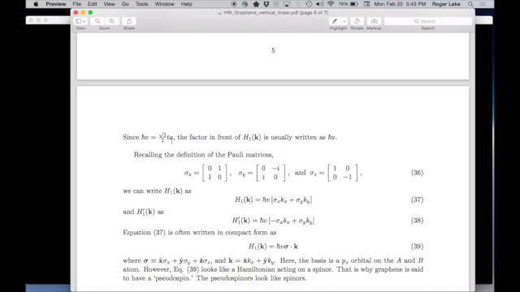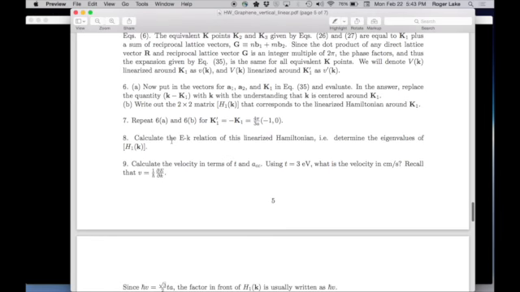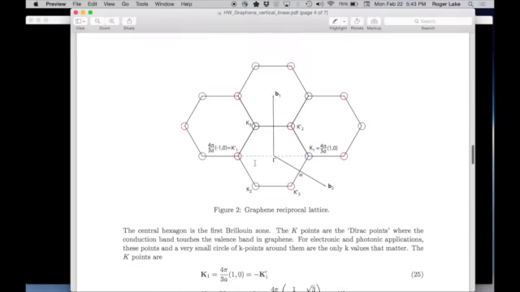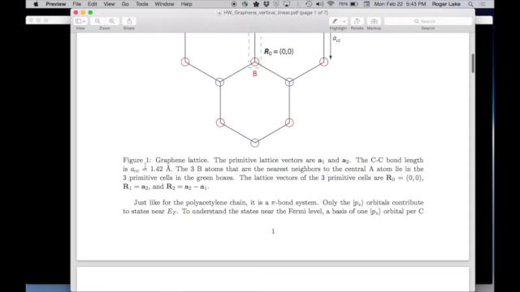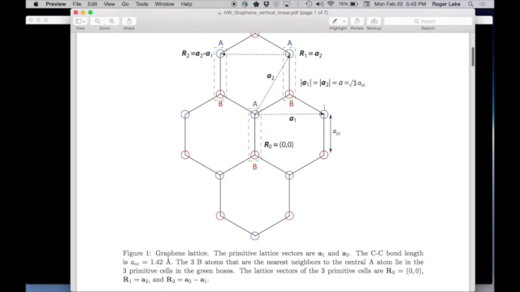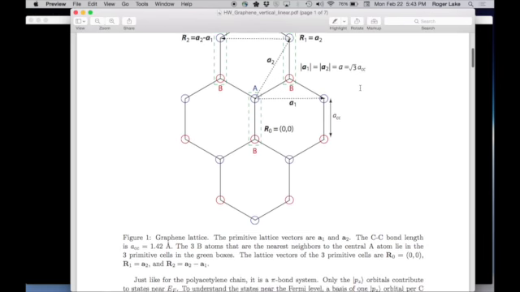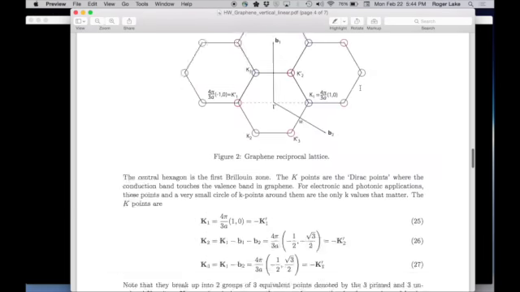Be careful, there's two a's floating around. This a is the lattice constant. And the only number you've been given so far is a_CC up here, and I think it's hidden away in a figure caption. So a_CC is given right here, 1.42 angstroms. a_CC is the carbon-carbon bond length, right? And a, the lattice constant, is square root of 3 a_CC. There's two different a's to keep track of: the lattice constant and the carbon-carbon bond length.